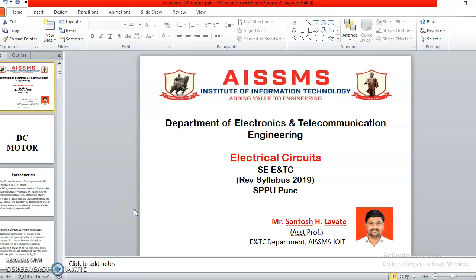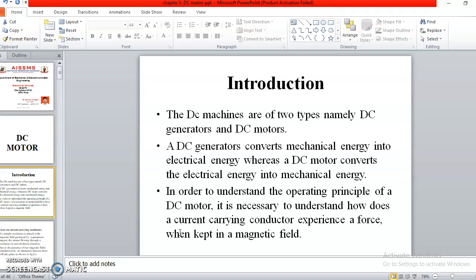Welcome to today's session where we have to see the DC motor. In the last session, we have seen the DC generator, and in this session, we are going to see the construction and operation of DC motors. So, introduction related to the DC motors.